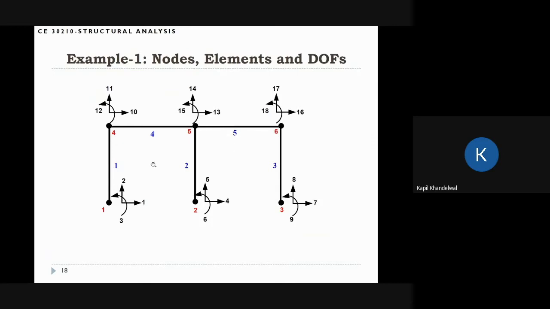So these are the members, 5 members that I'm using in this problem. And finally, the degrees of freedom are automatically defined by the program, and so these are the degrees of freedom. So what the program does, it goes to each node in an incremental fashion and assigns the 3 numbers.